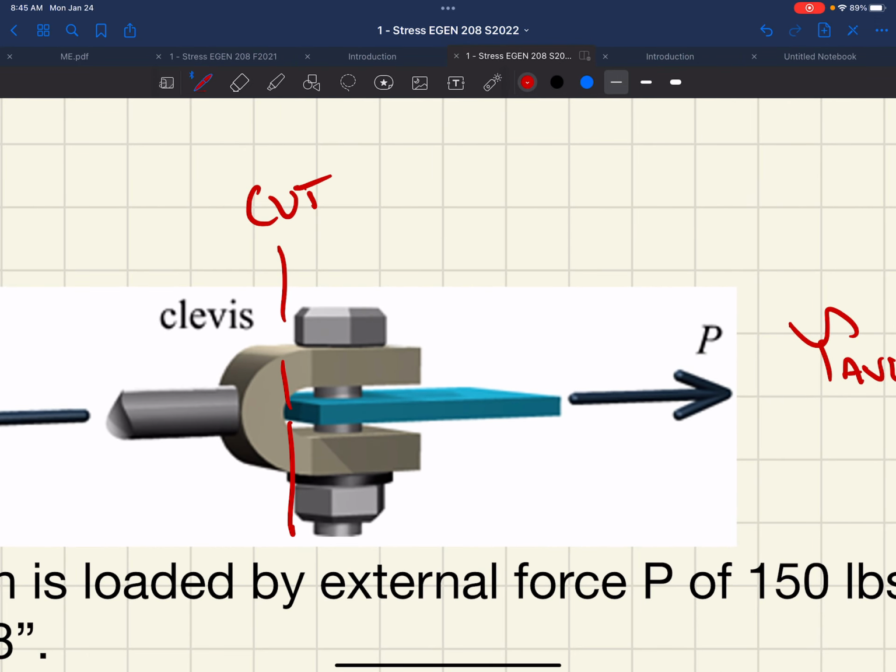So I'm going to cut this clevis just as the yoke turns into two pieces, right? Above and below this plate. So I'm going to cut this right here. I want to know what force is traveling through this bolt. That force is going to be in our clevis, right, in our top and bottom section of our clevis. So I'm going to cut it so I can isolate that force and calculate what that is.